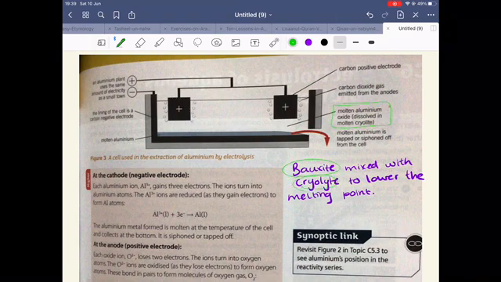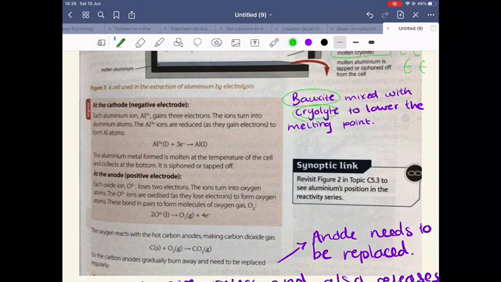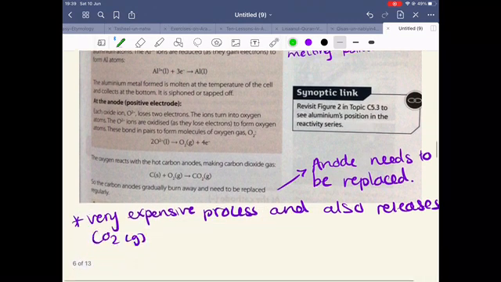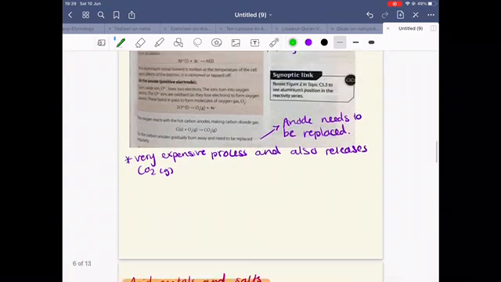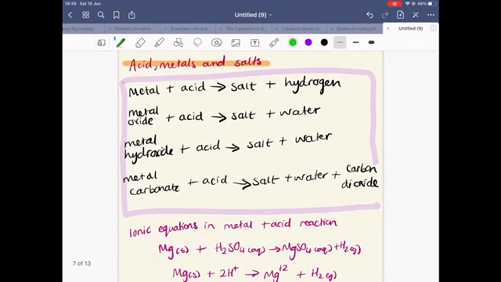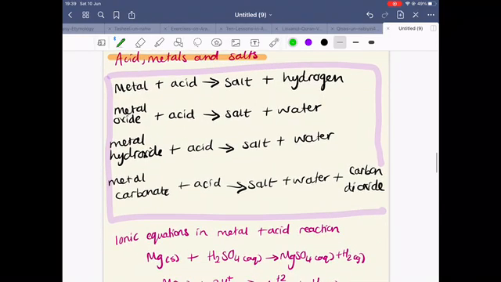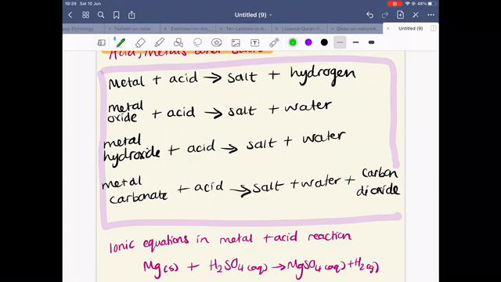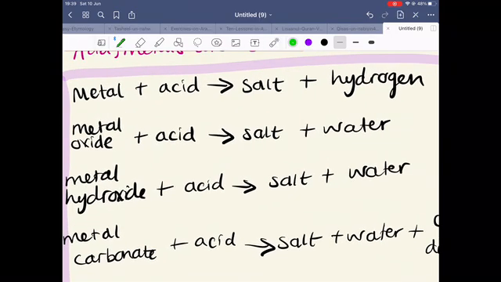So in this example of electrolysis of aluminium, aluminium is more reactive than hydrogen, so we cannot use aqueous electrolysis, so we stick to the molten electrolysis. Now, aluminium oxide has a very high melting point, so that's why it was mixed with cryolite to lower the melting point. Have a look at that example, and you will see that the cathode is exactly the same. You gain electrons on the metal ion, and at the anode, you lose electrons from the non-metal ion.